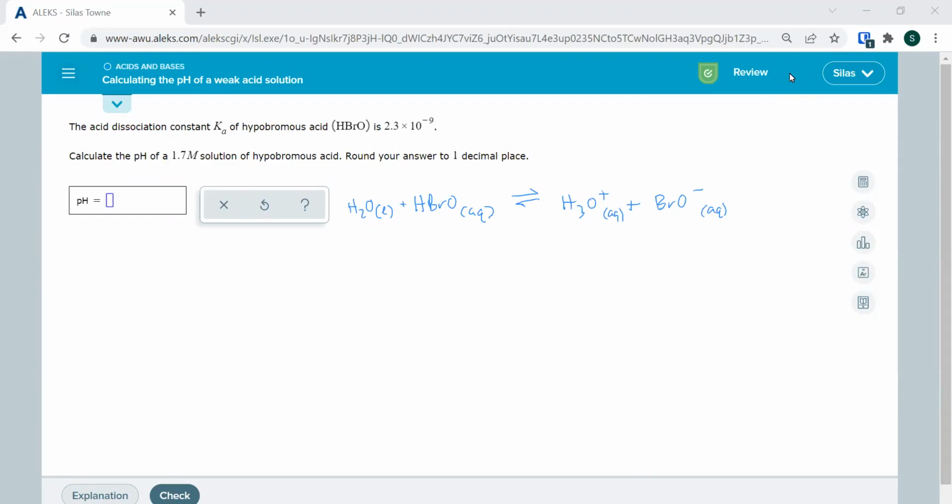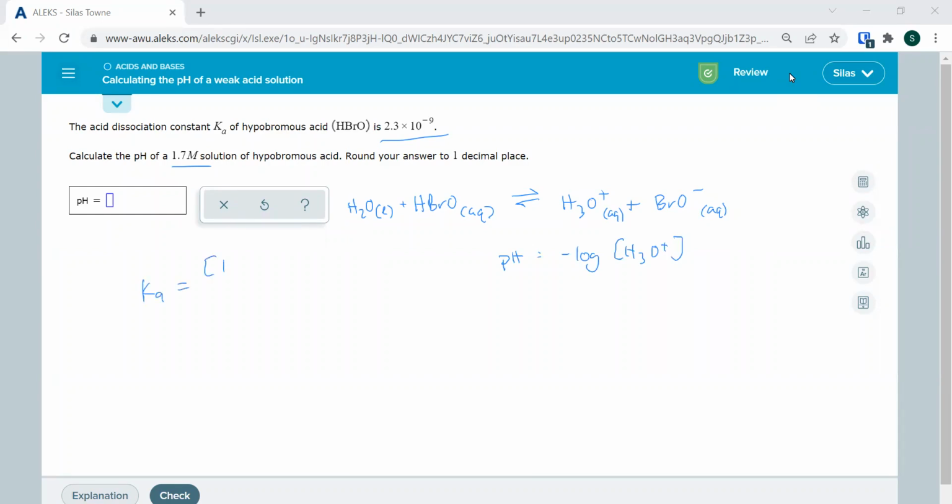And so what do we know? We're given the Ka right here. We are given the original solution, so not the solution at equilibrium. And we've got to find pH. Now, pH is the negative log of the H3O+ concentration. So how do we find that? Well, let's set up our equilibrium expression.